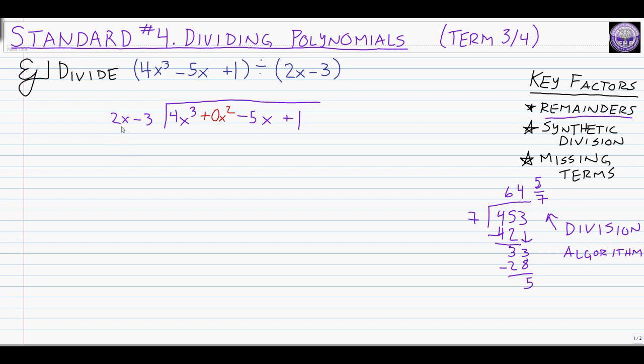So the first question that we have to ask ourselves in order to start this is how many times does 2x go into 4x cubed? So like what times 2x gives me 4x cubed? Well, with a little bit of thought, the answer is 2x squared, because 2x squared times 2x would be 4x to the 3rd power. And so there we go. We found our first piece. That's going to be part of our quotient.